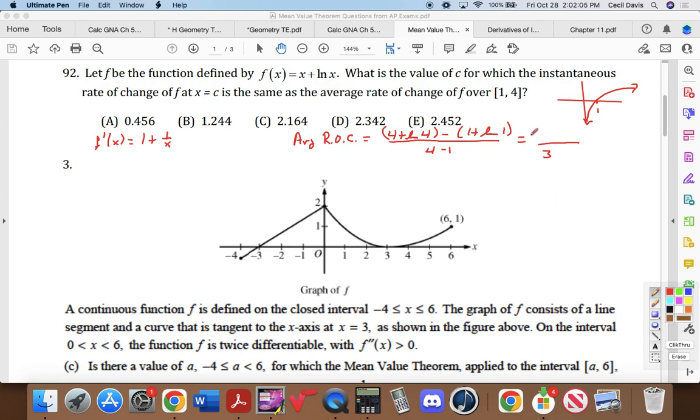The numerator, we're going to have 4 plus natural log 4 minus 1. Okay, so that's going to be 3 plus the natural log of 4. And what's the natural log of 1? 0. That's what I was just showing you here. That's a little more compact than this thing. And we want our instantaneous rate of change to be equal to that. Okay. So 1 plus 1 over x is supposed to be equal to 3 plus the natural log of 4 all over 3.